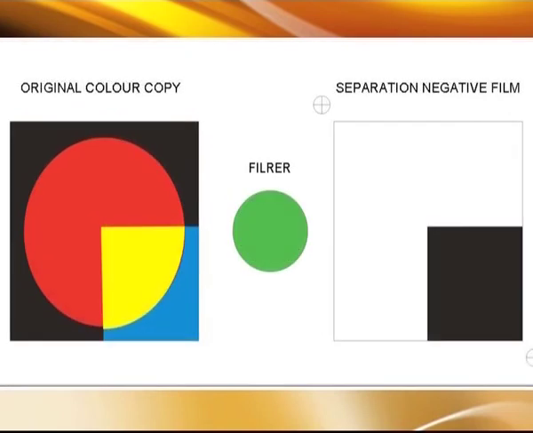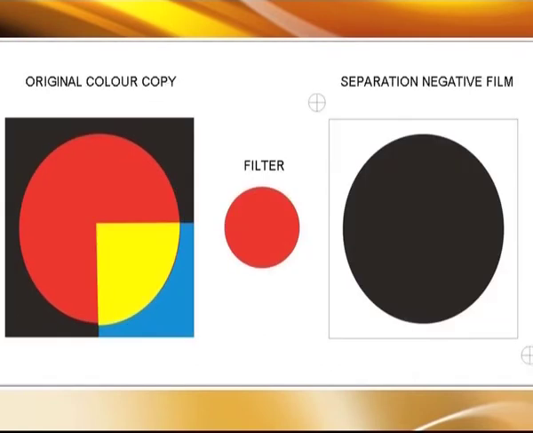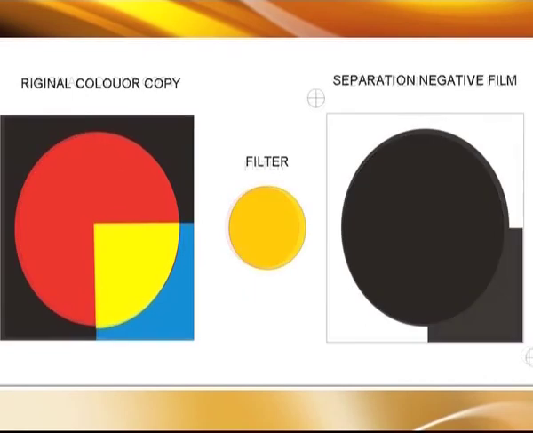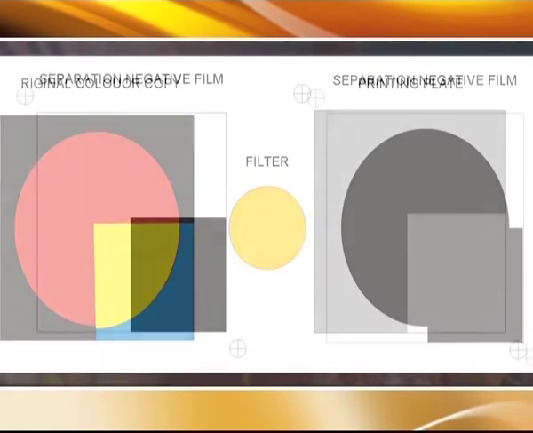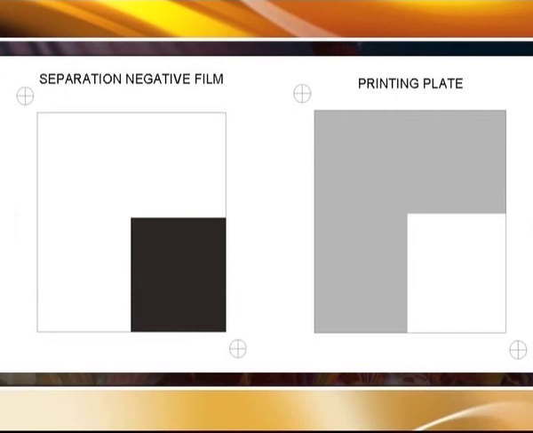In a similar way, a green filter will absorb blue and yellow and produce a negative of magenta. And a red filter will absorb red and yellow and produce a negative of cyan. To make the negative of black, either all the filters are used or a single amber, yellow-orange filter is used. Since the negative image area is transparent, it will be dense on the plate after exposing. The area carries the ink to the plate.